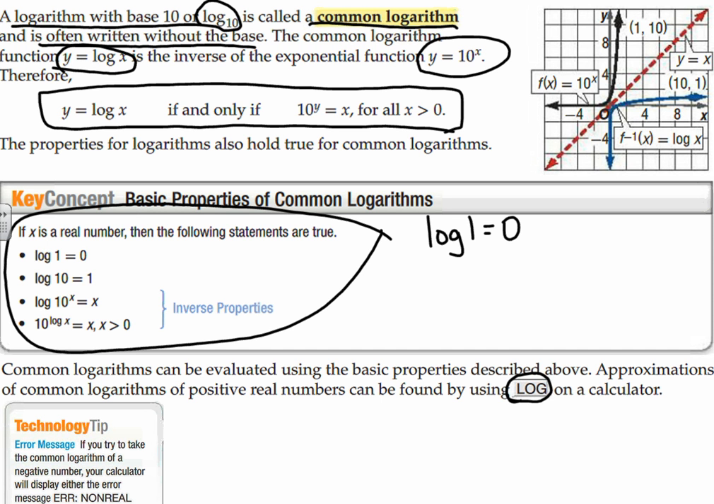10 to the 0 is equal to 1. And so we already said that a minute ago.